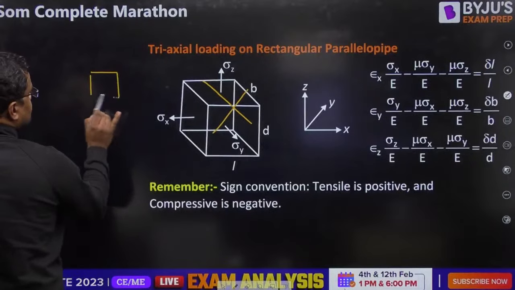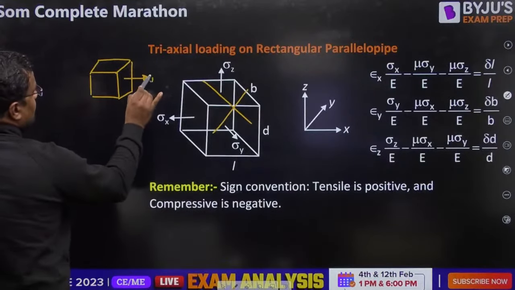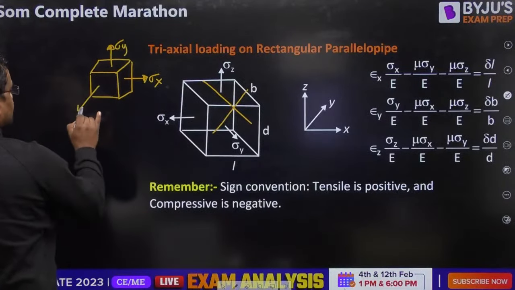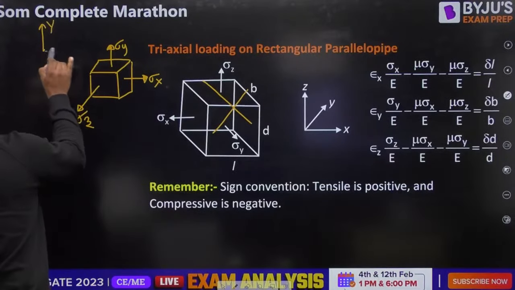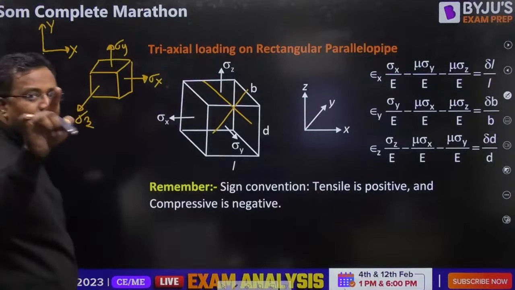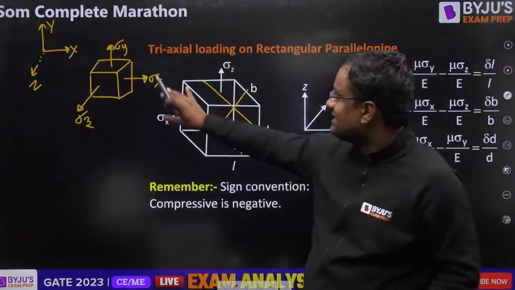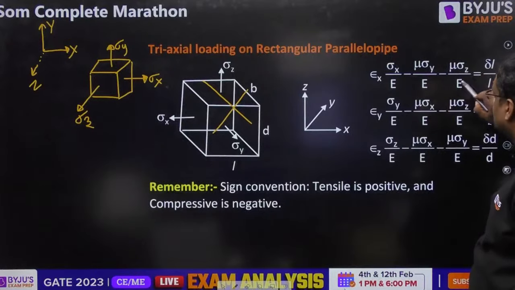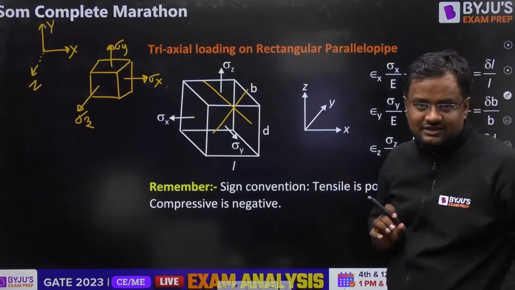Suppose this is a body, and in this body, suppose this is sigma x, this is sigma y, this is sigma z. Suppose this is the y direction as usual, this is x, and the axis that is coming out of the camera to your forehead, that is the z axis. And stresses are like this. So epsilon x is sigma x by E minus mu sigma y by E minus mu sigma z by E. That is the length change in x direction upon the length in x direction.